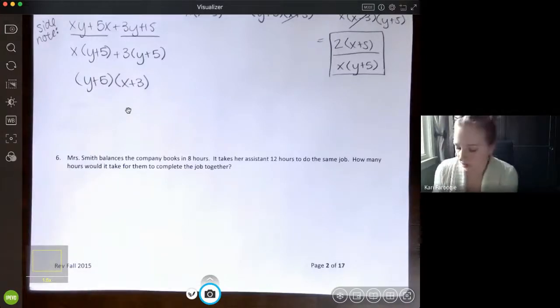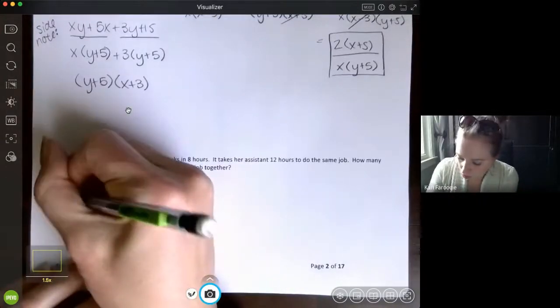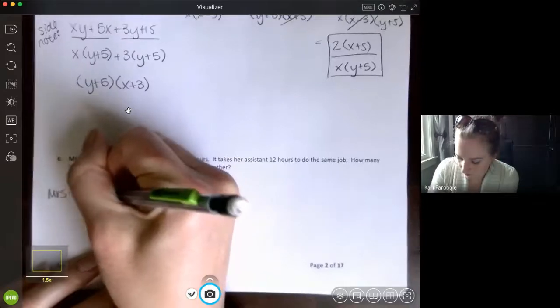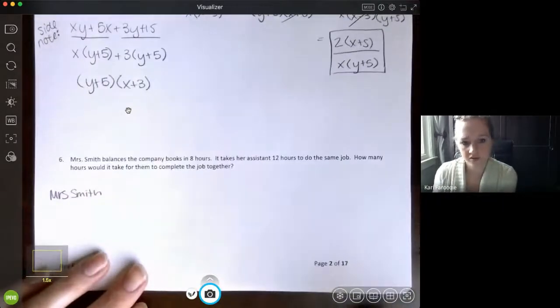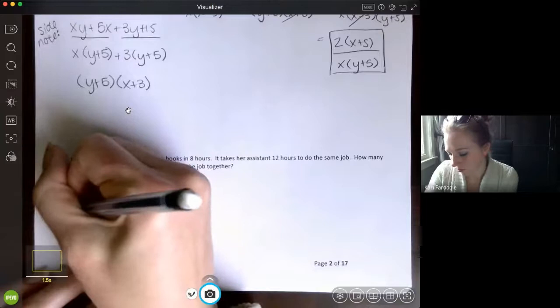But remember, we made a chart for these and we put the 2 people in question in the chart. So Mrs. Smith, and we have her assistant.